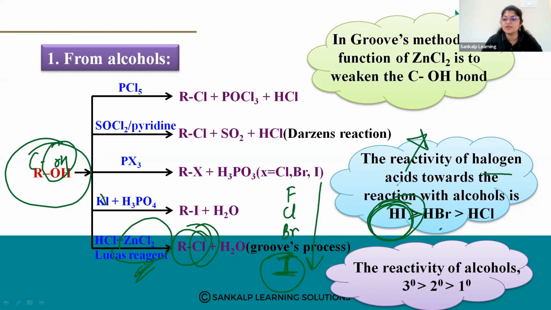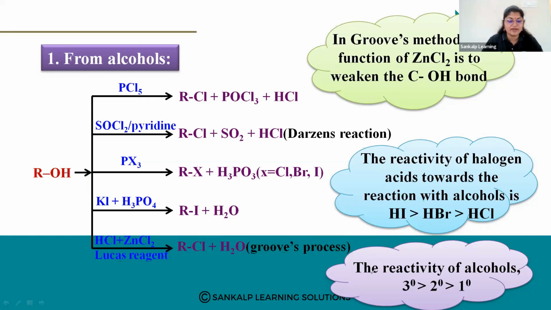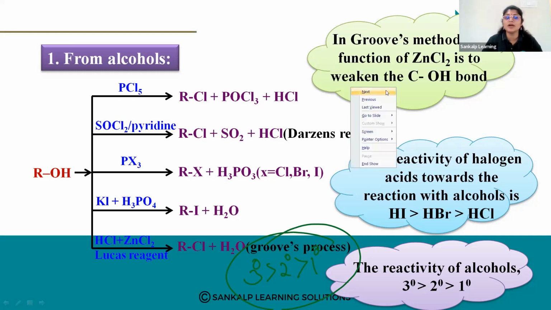So the reactivity of halogen acid towards the reaction with alcohol is HI greater than HBr and then HCl. The next is the reactivity of alcohols. Whenever you see the reactivity of alcohols, tertiary will be more stable than secondary and then primary. So these are the important key points which you need to remember. These are the preparation of haloalkanes from alcohols.